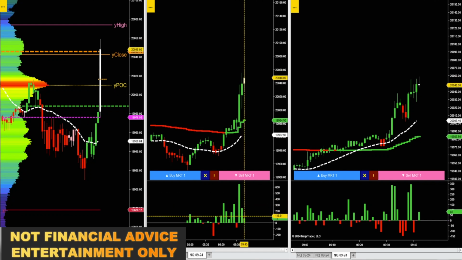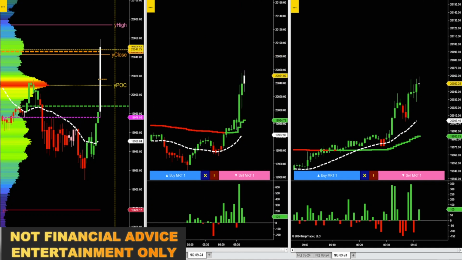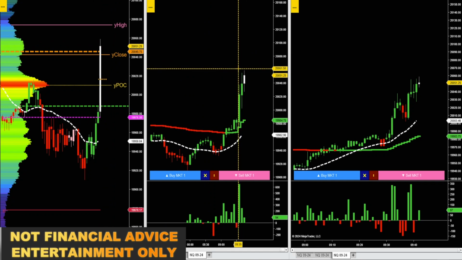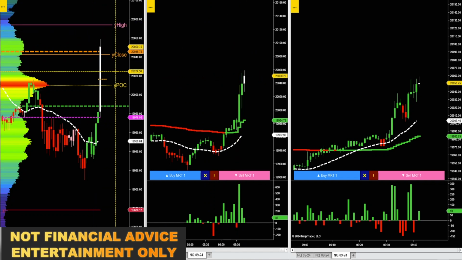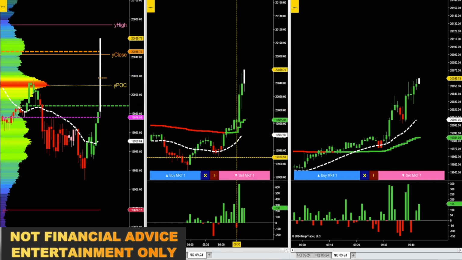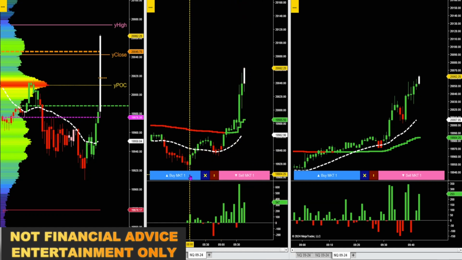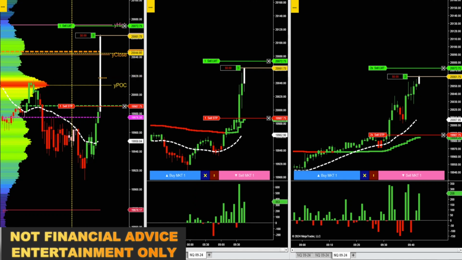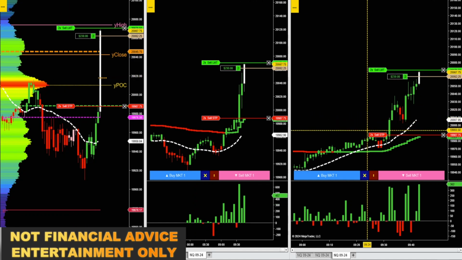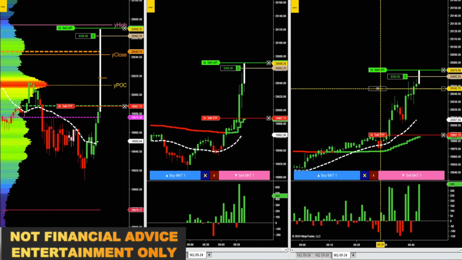The delta on the 5-minute has been kind of drifting lower as we're making these higher highs, so I'm not super excited about taking a breakout up to yesterday's high quite yet. Looks like delta's picking up here. Gonna move my stop below this.